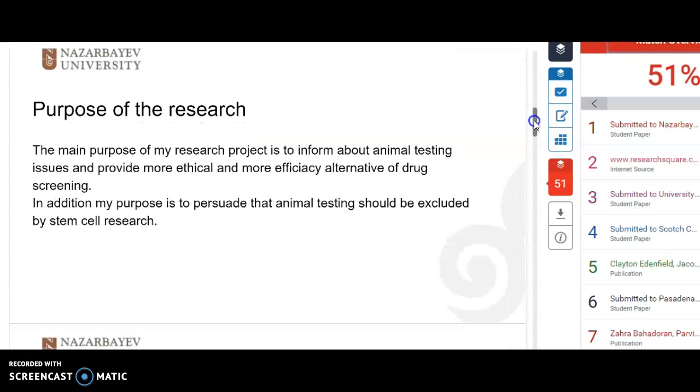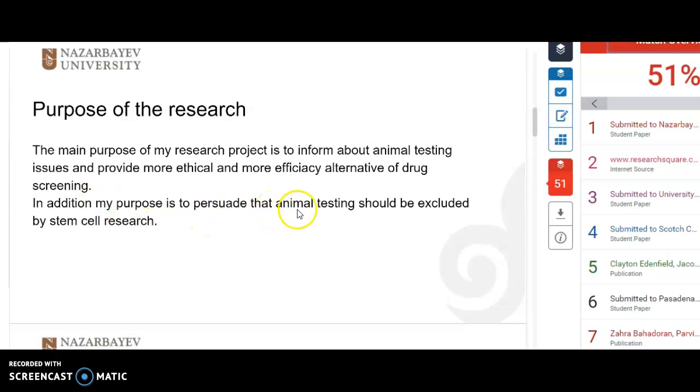Now here, just stick with bullet points. We don't want to see long sentences, no continuous text, just bullet points. So for instance, purpose of the research, ethical, efficient alternative, that's all.